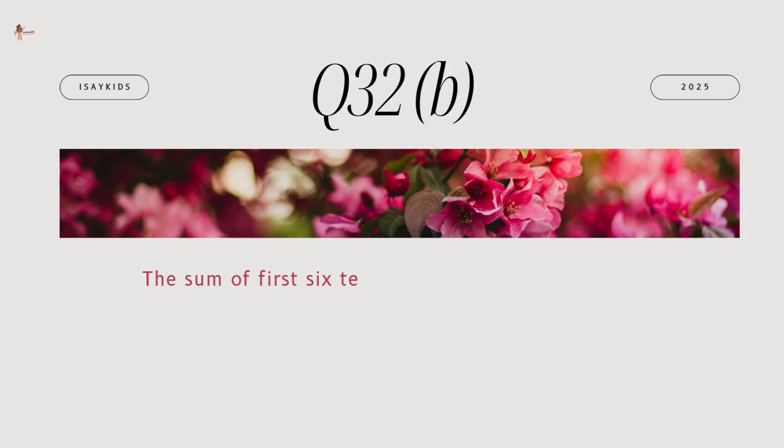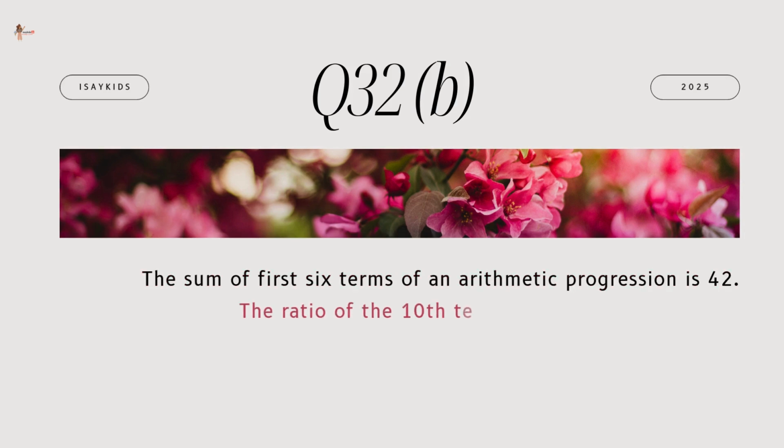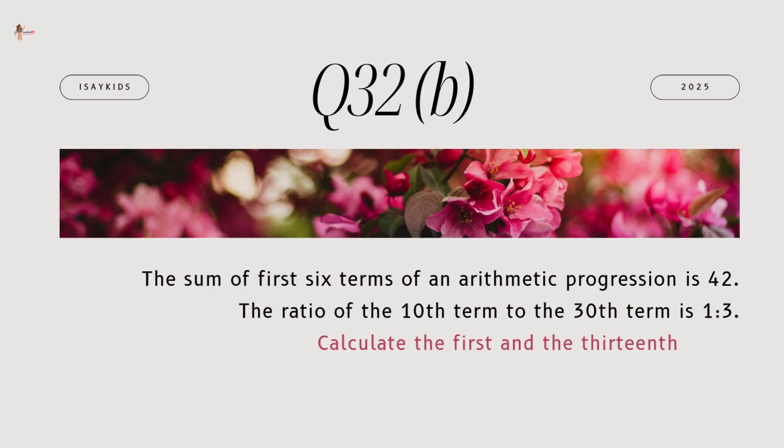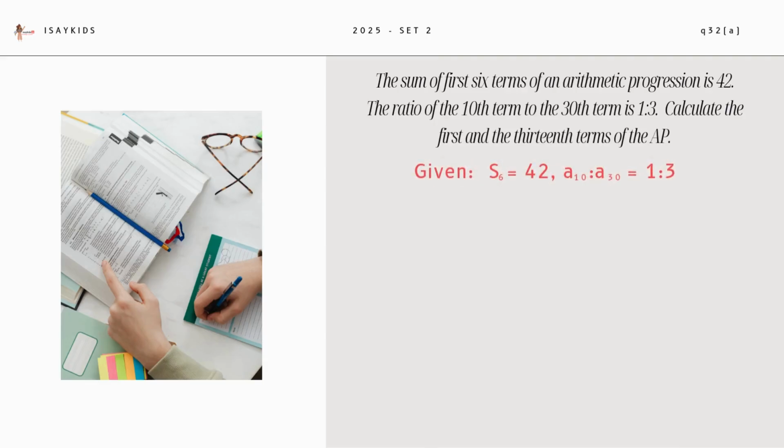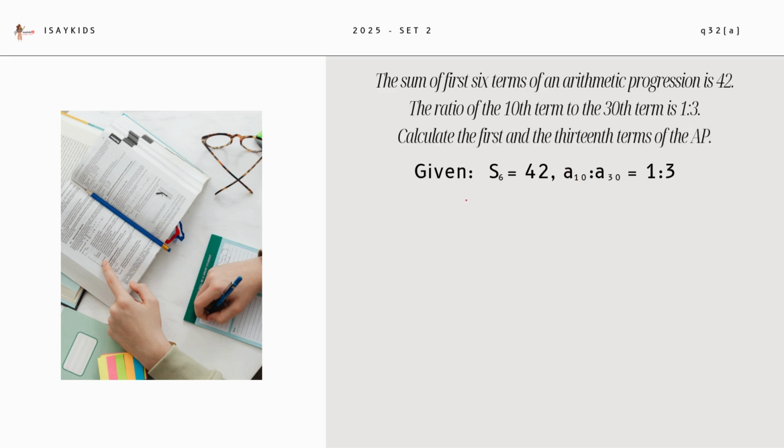The sum of first 6 terms of an arithmetic progression is 42. The ratio of the 10th term to the 30th term is 1 is to 3. Calculate the first and the 13th terms of the AP. We are given that S6 is 42, a10 is to a30 is 1 is to 3. We need to find the first term and the 13th term.